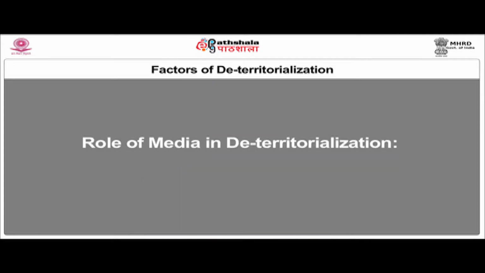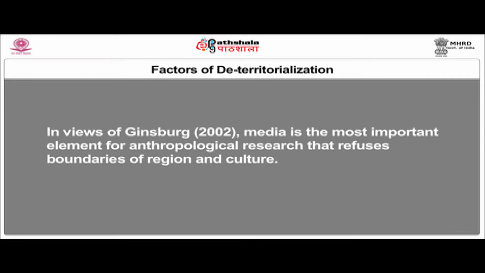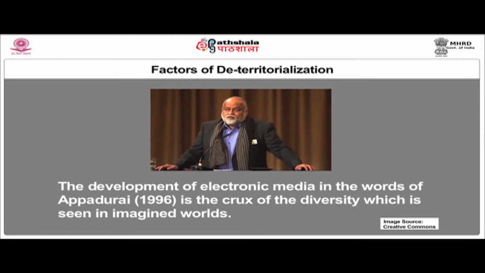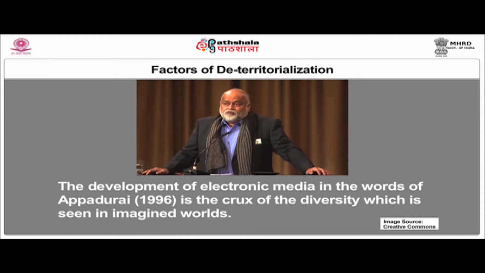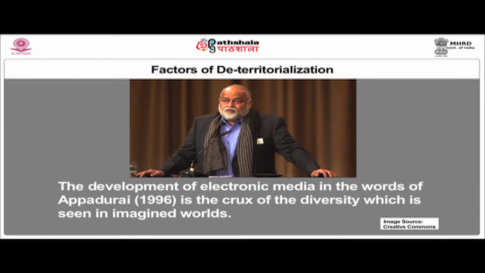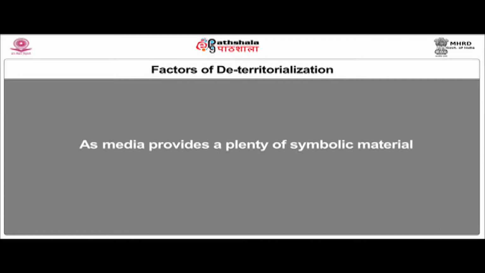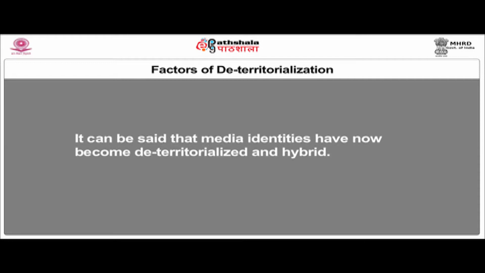The next factor is the role of media in de-territorialization. In view of Ginsberg, media is the most important element for anthropological research that refuses boundaries of region and culture. The development of electronic media, in the words of Appadurai, is the crux of the diversity seen in imagined worlds. As media provides plenty of symbolic material, it can be said that media identities have now become de-territorialized and hybrid. The impact of print media was witnessed strongly in urban cities amidst the educated class.